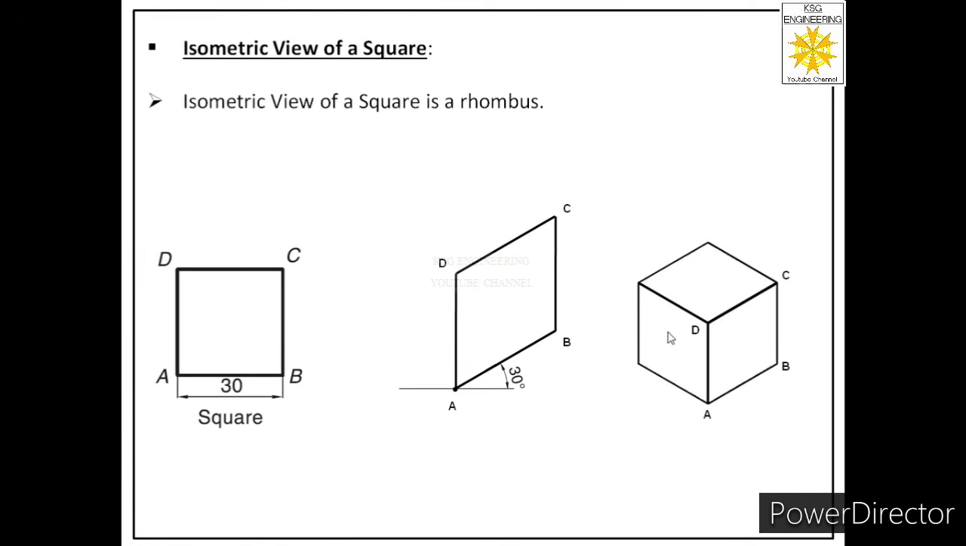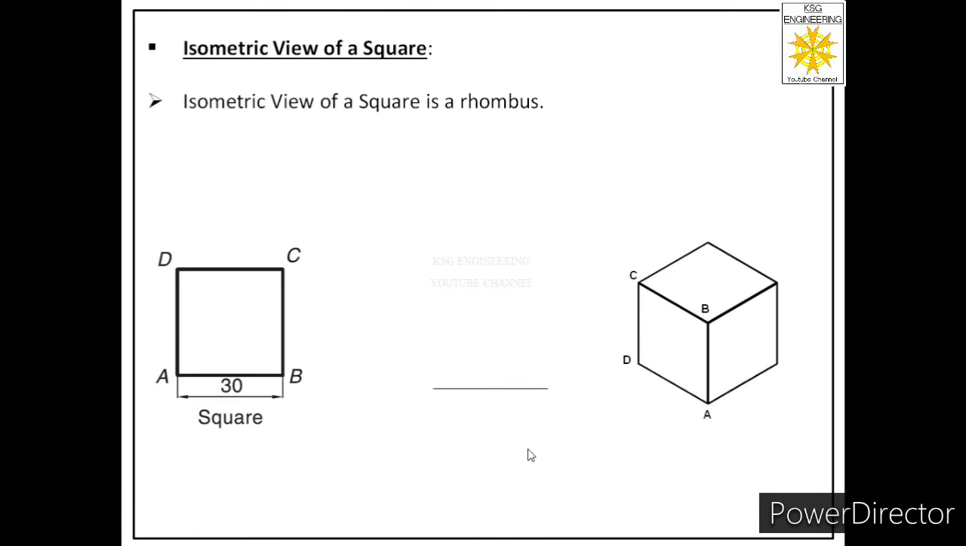Now we'll learn about left side isometric view. So let us see how we can draw that. So let us consider this left side isometric view now. So let us label these points as A, B, C, D.